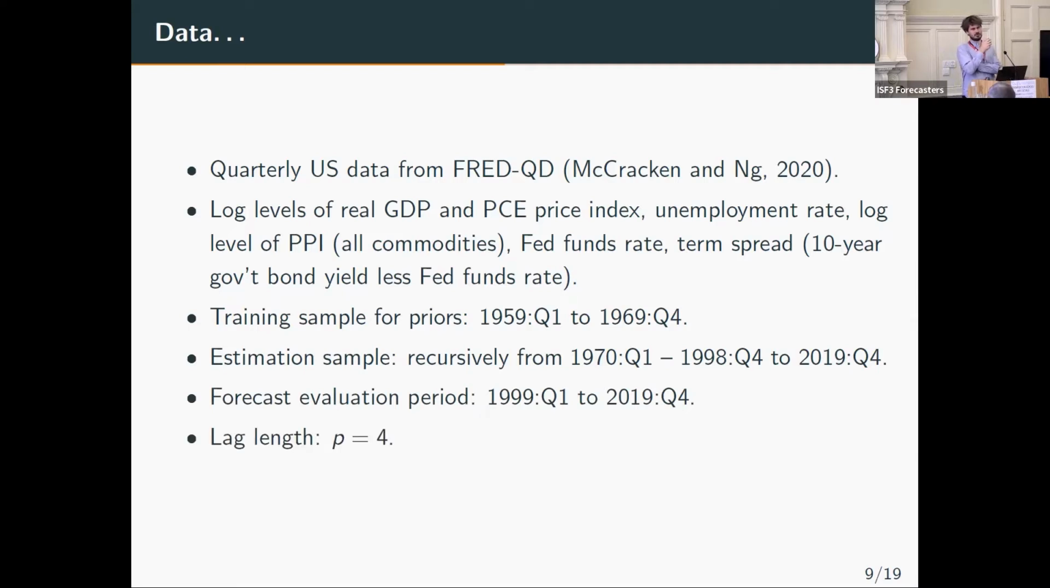And the lag length is equal to 4. Again, this is not key. It's just for completeness.